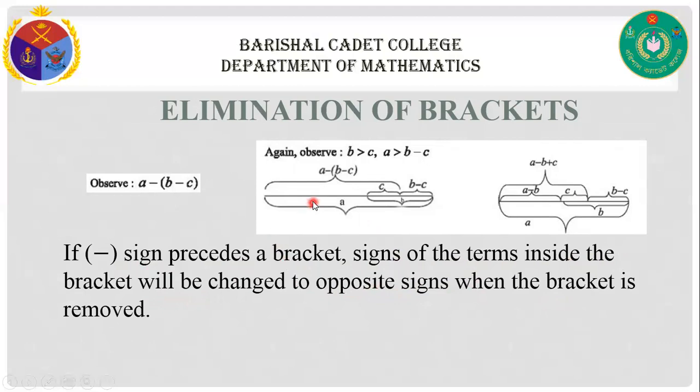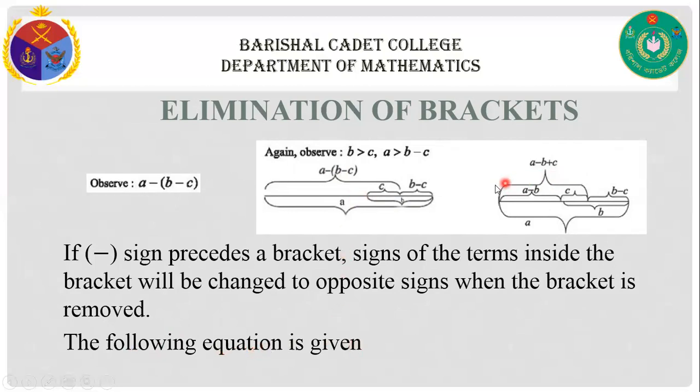Now we see from this picture here A minus B minus C. Here B has positive sign. So here B is negative sign. Here C has negative sign. Here C has positive sign. So sign is changed. So now we can say the following equation is given.